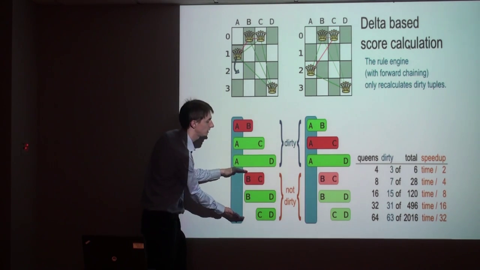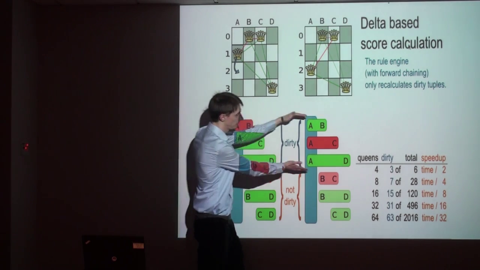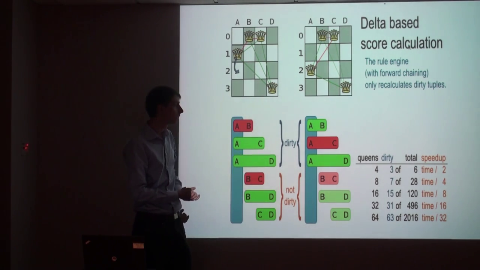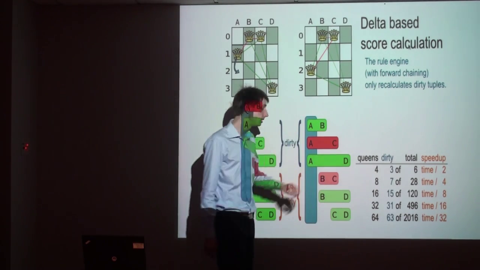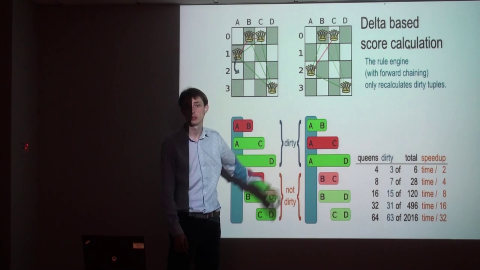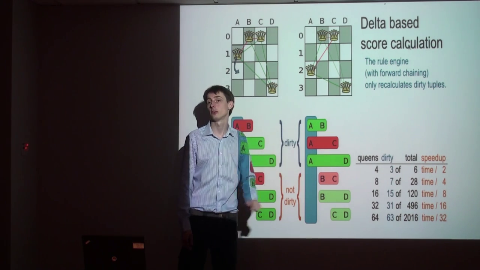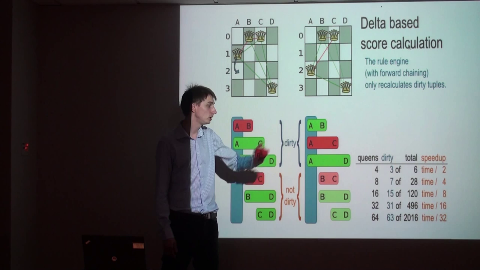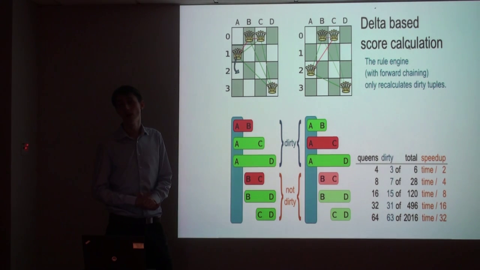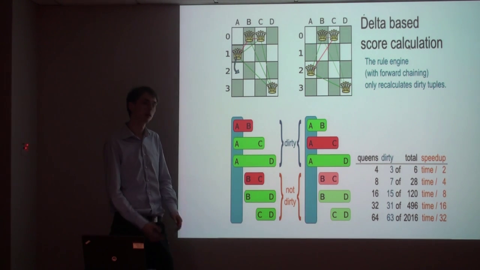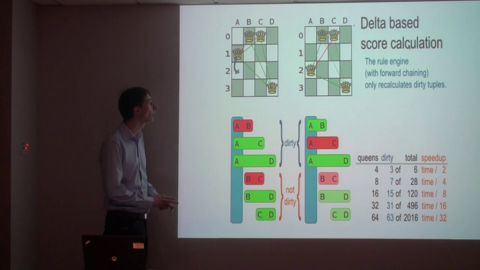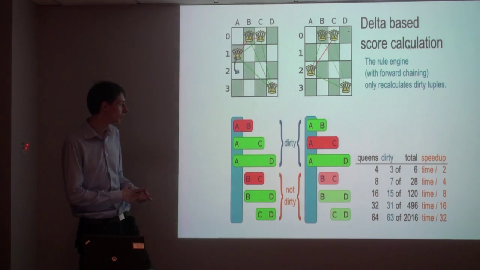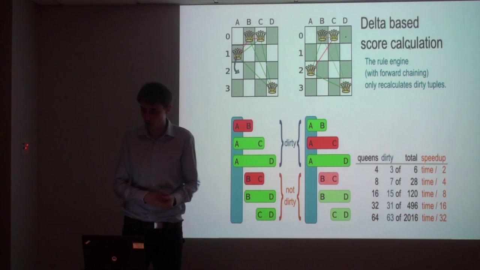So this part hasn't changed. This part hasn't changed. It's the same thing. So for four queens, that's a speed up of times two, because it only has to check half of the things. For eight queens, it's a speed up of times four. For 64 queens, it's 32 times faster. And of course, if you start scaling out to 1,000 queens and beyond, incremental score calculation can be a very interesting thing to do. So that's a good reason to go beyond the simple Java approach if you really want speed and better results.